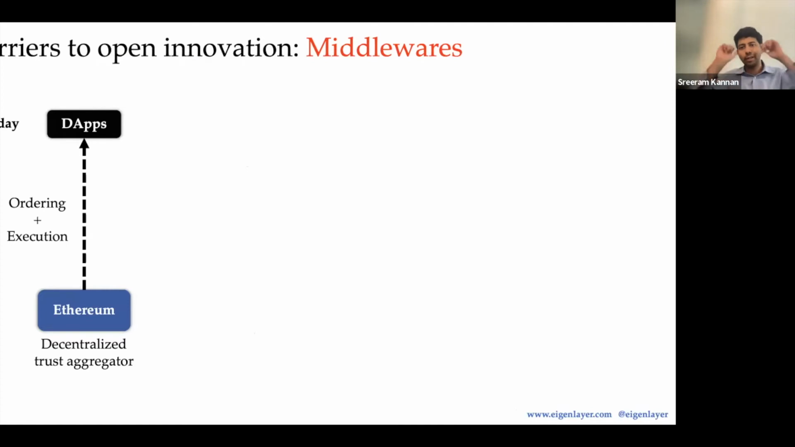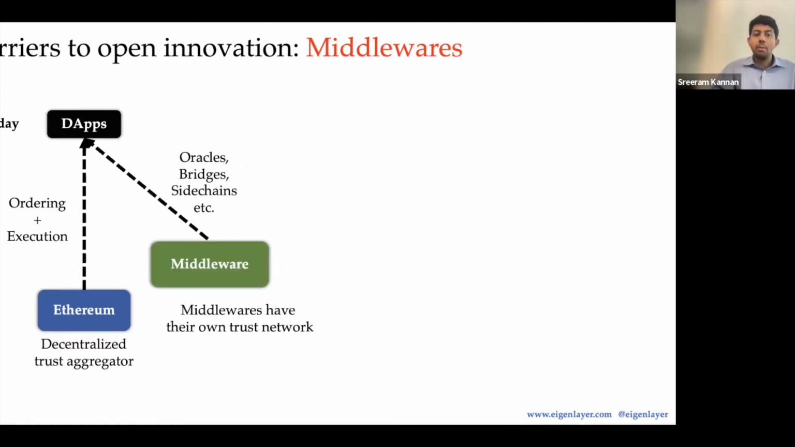Ethereum supplies trust to the dApps on block production. But to actually have a working dApp, we need a whole bunch of other things. We need oracles, bridges, sidechains, authentication services, event-driven actions, a whole suite of them to actually get the dApps to work. And the problem is, on none of these things can Ethereum's trust network supply trust.